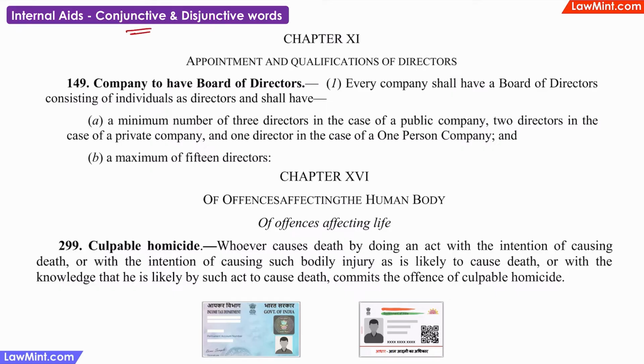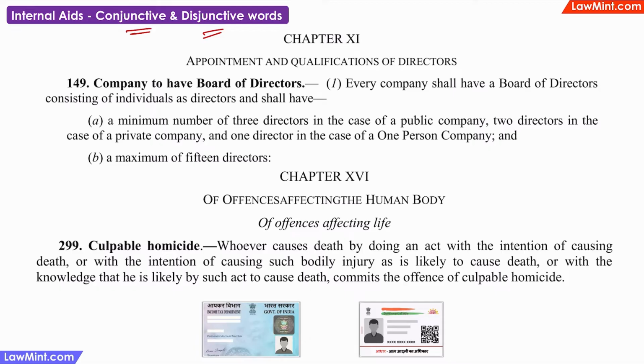Conjunctive words are words that are used to connect two or more parts of a sentence or two or more phrases, and require all of them to be true for the overall statement to be true. Some common conjunctive words include and, both, all, each, and every. Disjunctive words are words that are connecting two or more parts of a sentence or two or more phrases and require only one of them to be true for the overall statement to be true. Some common disjunctive words include or, either, neither, nor, and none.